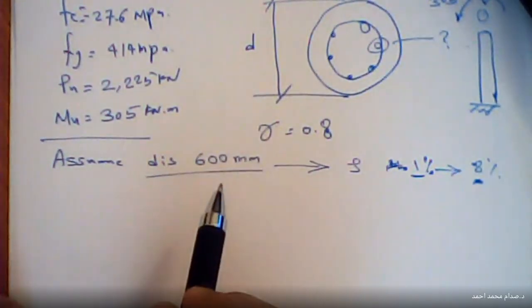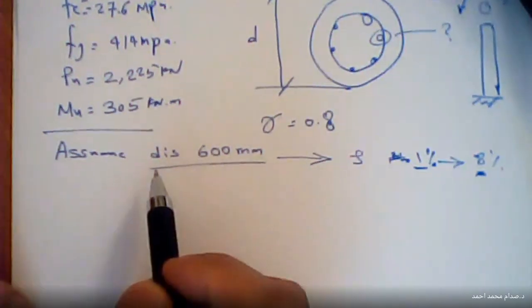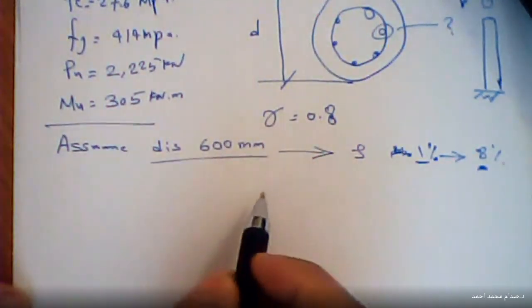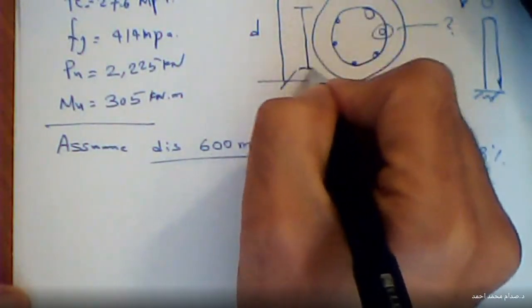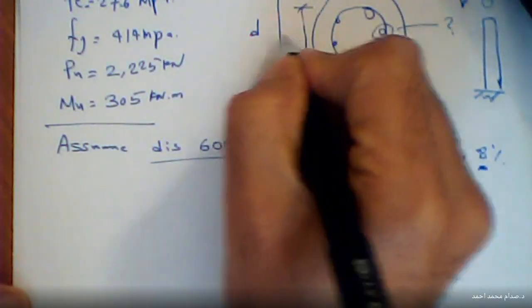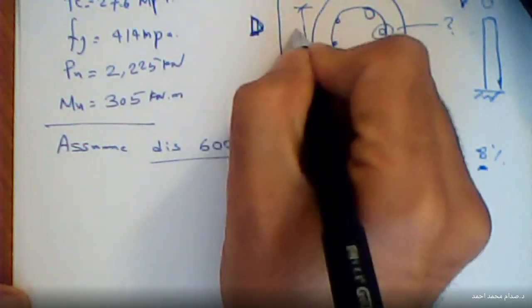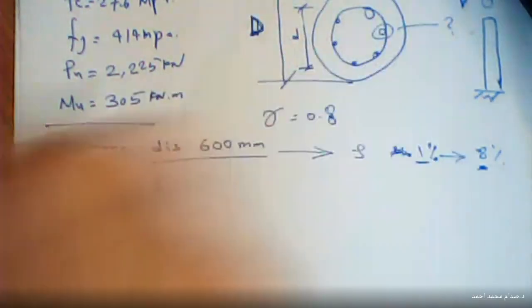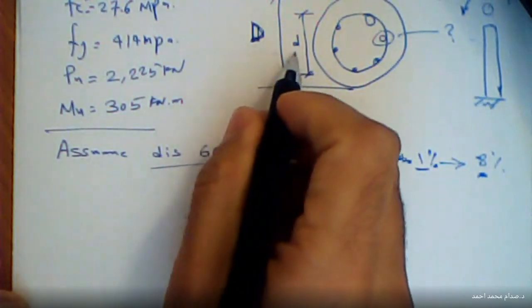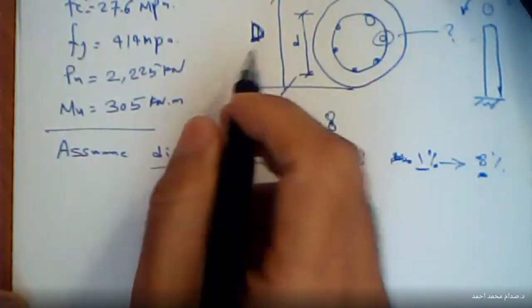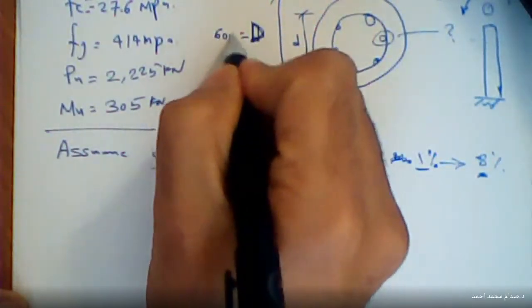So I'm going to explain this one here now. You remember that we said this is capital D, this is small d, right? So we said the ratio between small d to capital D is gamma. Suppose this one is 600.